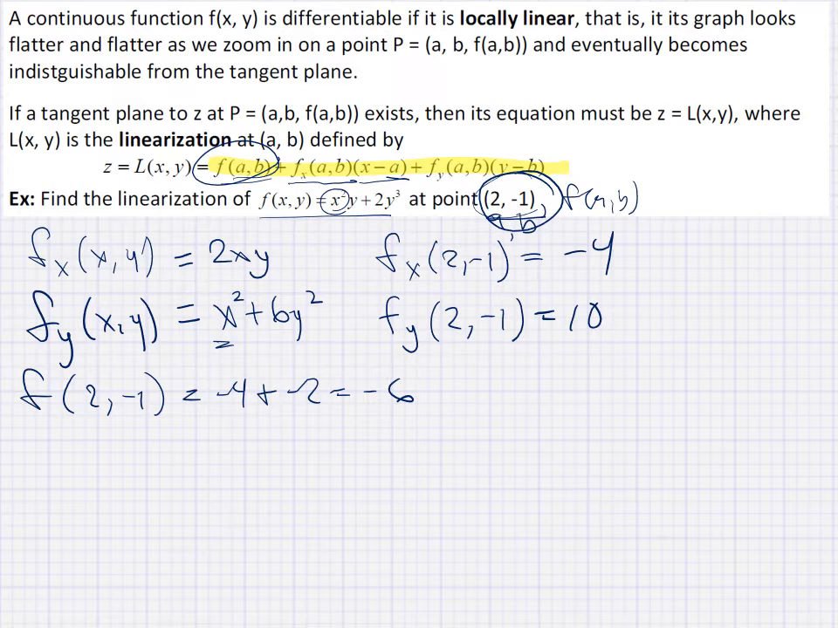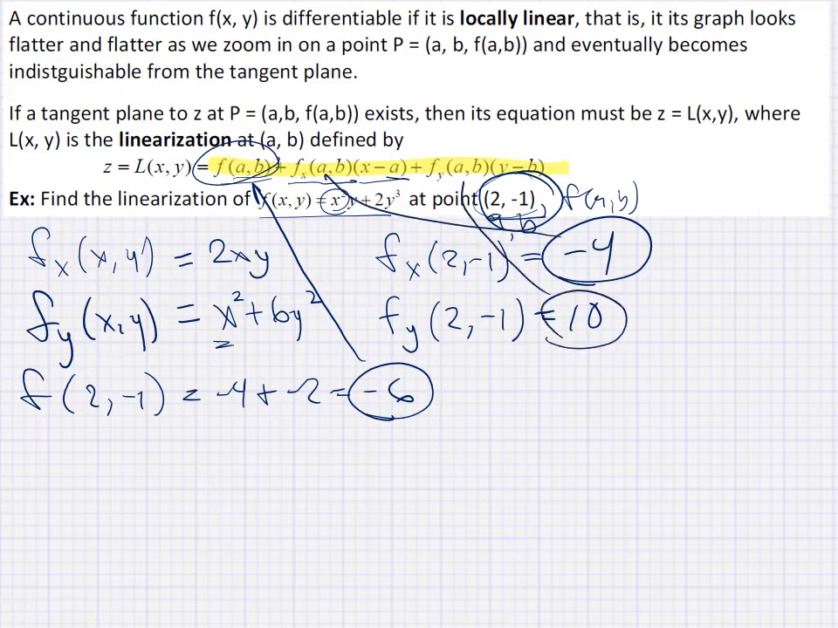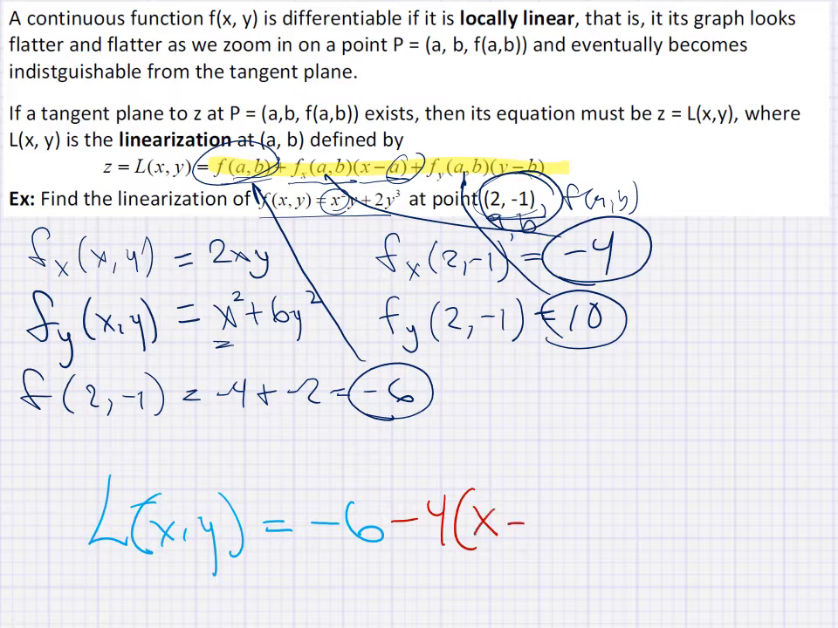So if we plug all that in, this goes here, this goes here, this goes here, and then a and b. We get that the linearization for this function should be -6 plus -4 times x minus 2 plus 10 times y minus -1, so plus 1. And there's your linearization. That's the linearization for the function f of x, y.